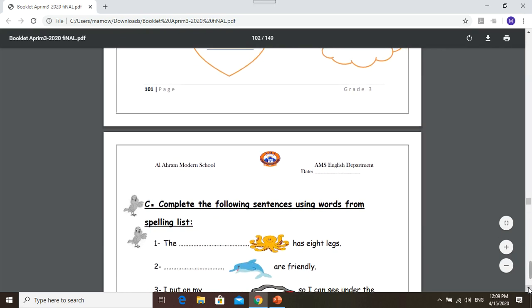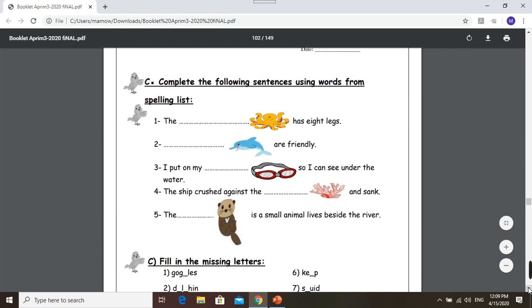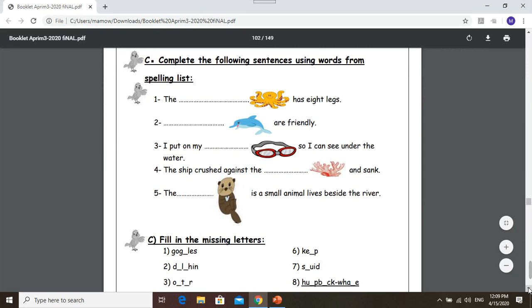Okay, so we find these words in the reading text in Oxford Discover. If you read the text, you will find these words. Next, we have exercise C. Complete the following sentences using words from the spelling list. Number 1, I think it's very clear. Yes, and the picture is already here.